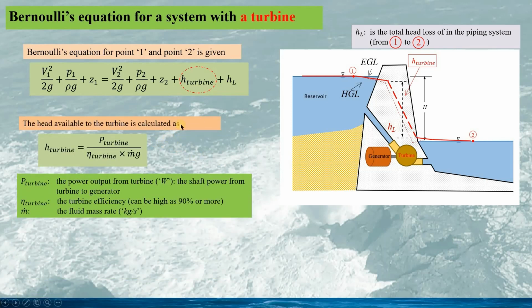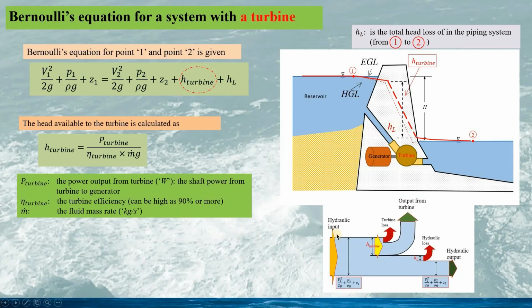As we have shown before, H turbine is the hydraulic head available to the turbine, which is given by this formula. Here, P turbine is the power output from the turbine. So this would be the shaft power from the turbine to the generator. Eta turbine is the turbine efficiency. It would be quite high, 90% or even more. And again, m dot is the mass flow rate, unit kg per second.